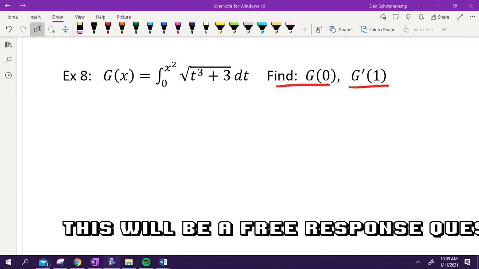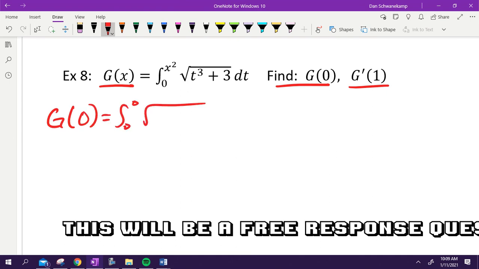Let's do it. Let's look at the first one. We're finding g of 0. So g of 0 is easy because they told me what g was. G of 0 just means I'm plugging in 0 for x. What is my answer going to be on this first one? Show me with your fingers. G of 0 is going to get you 0 because you're finding the area under the curve starting at 0, going to 0. Done.